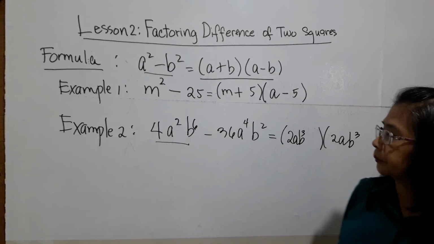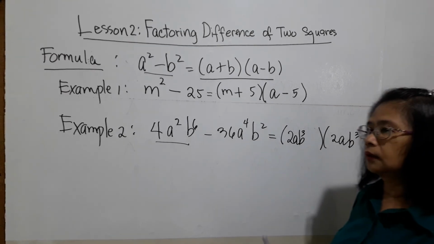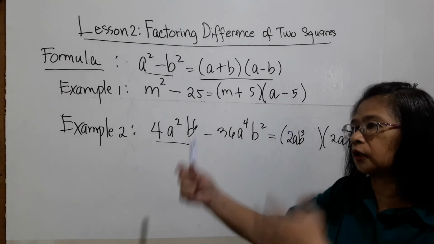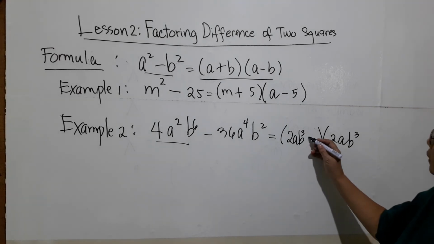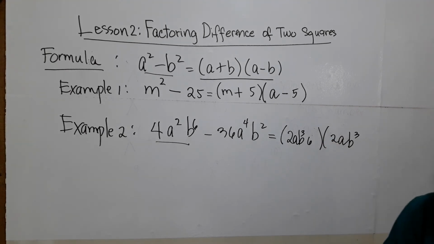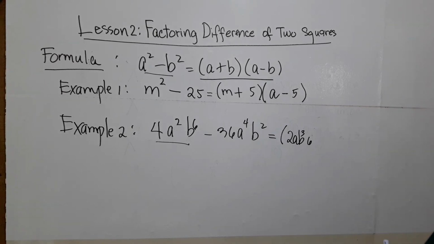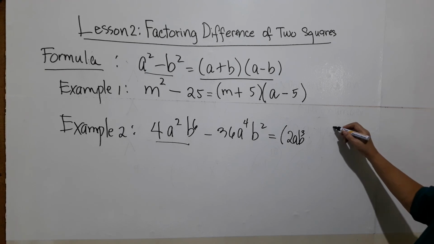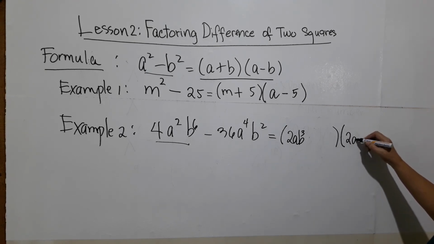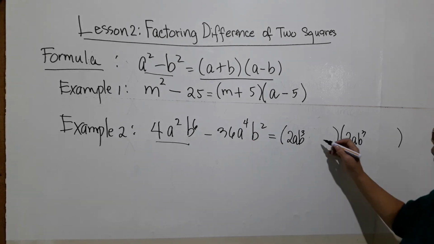Let's go to the next term. 36. What is the square root of 36? What number multiplied to itself will give you 36? It is 6. Wait, I will rewrite because there is not enough space here. So I write here 2ab cubed. So let's go back to 36. It should be 6.